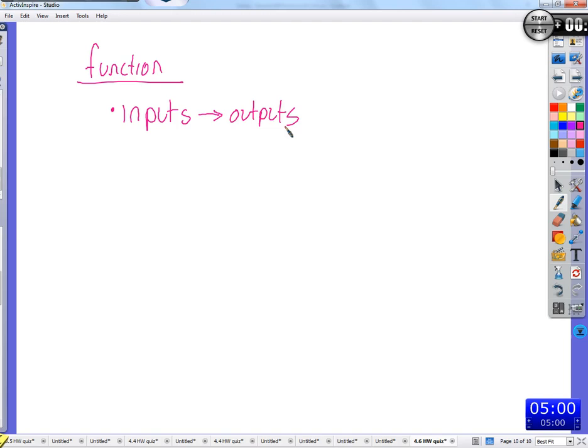Usually, almost 100% of the time in a math class, we're talking about functions that do this with numbers. So I input a number, maybe 3, and I get out a number, the output might be 15. Input a 5, I might get out an output of 17. That doesn't even need to be a specific rule. Usually there is. Almost 100% of the time there is a specific rule. But it just takes an input, turns it into an output.